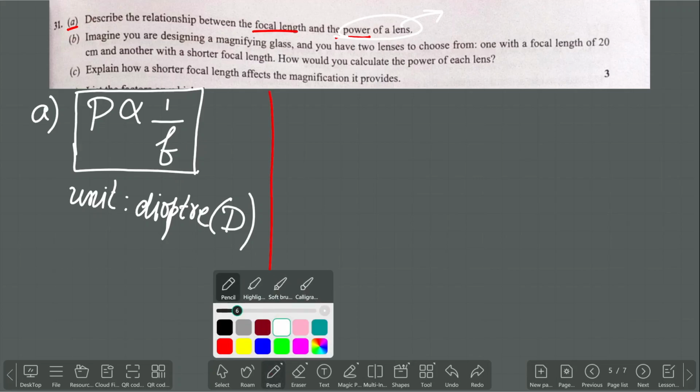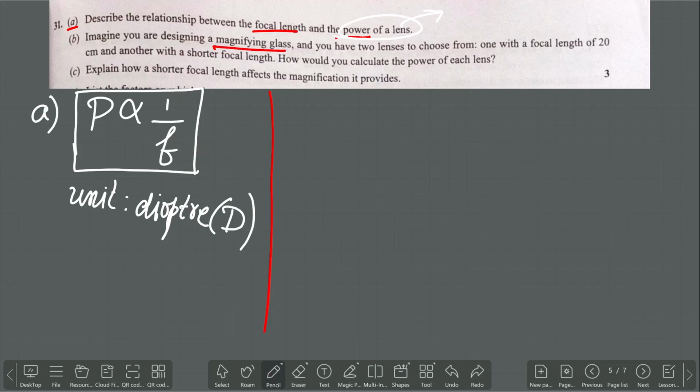And then next question, imagine you are designing a magnifying glass and you have two lenses. So, if it is a magnifying glass, always we need to use only the convex. We should not use concave. The reason is concave lens will produce a diminished image. The purpose of a magnifying glass is to make the object enlarge in size, but concave will produce a diminished image. So, we should not use the concave lens, we need to go only with the convex lens.